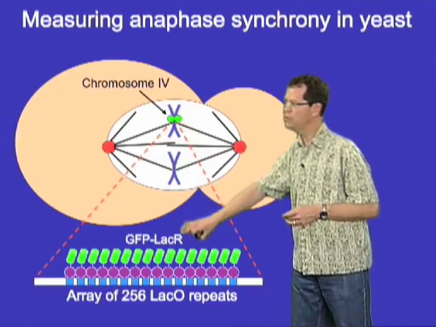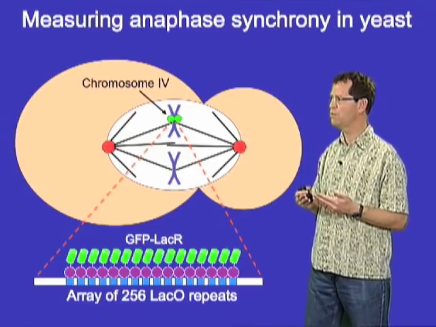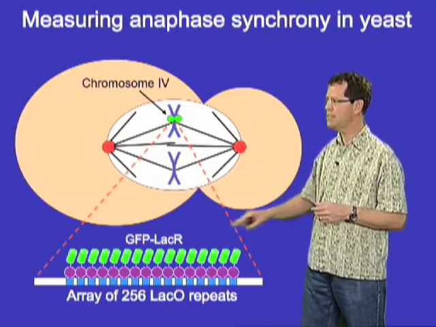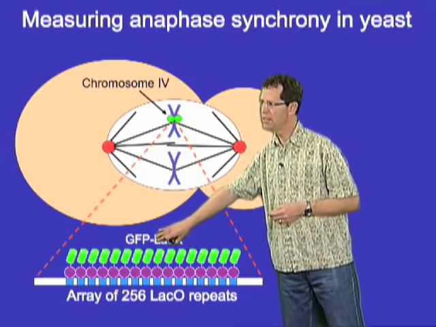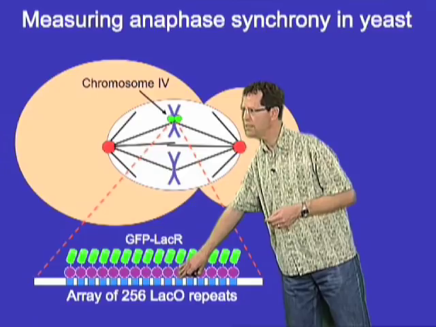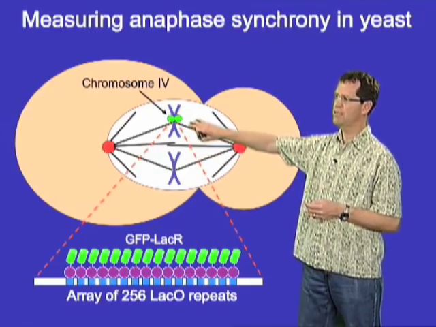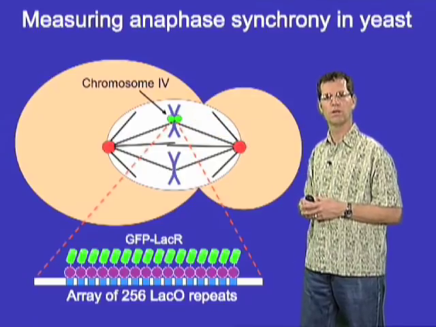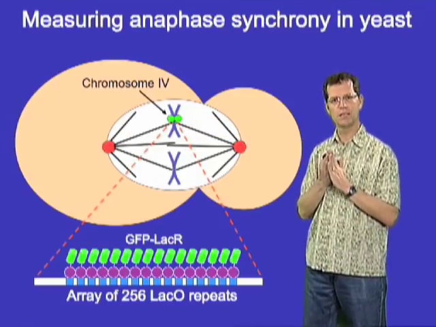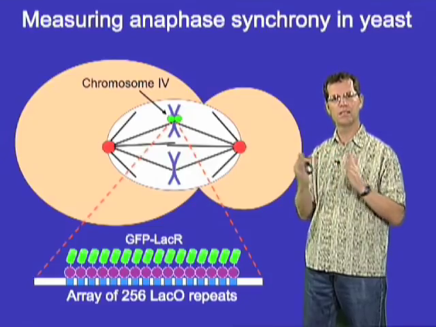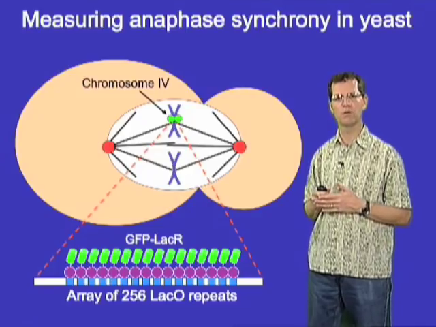And to do that, what we do is we insert an array of lac operator repeats on the arm of chromosome 4, and then express in these cells a lac repressor that's been tagged with green fluorescent protein. And so that lac repressor, when it binds to these lac operator repeats, results in a nice green fluorescent dot on the arm of chromosome 4. That dot will be a single dot during metaphase, but when the sisters separate in anaphase, that dot will become two dots. And so we can determine the timing of separation of chromosome 4 that way.